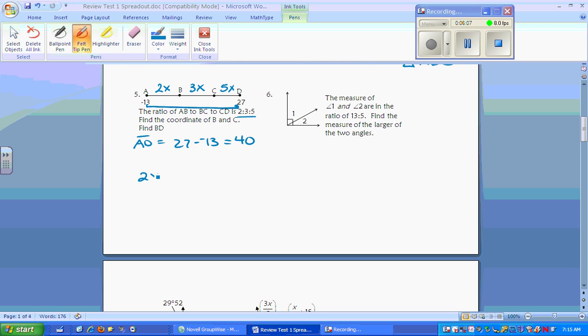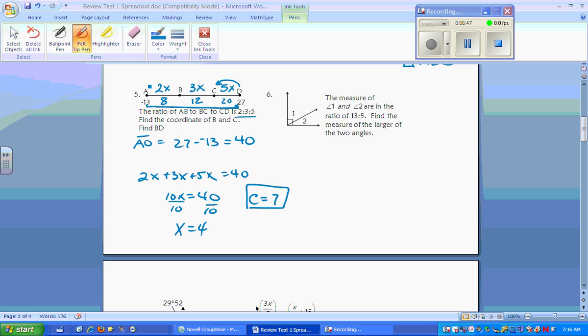So now we can say that 2x plus 3x plus 5x equals 40. Add it all up. That's 5, 8, that's 10x equals 40, divided by 10. Where are we at? X is 4. What do we want to find? We want to find where coordinates B and C are on that number line. Well, if I plug it in, what do I get? If I plug it in here, this is 8. If I plug it in here, this is a length of 12. And if I plug it in here, you get a length of 20. So to go from 27 over 20 spots, that means C is located at 7.